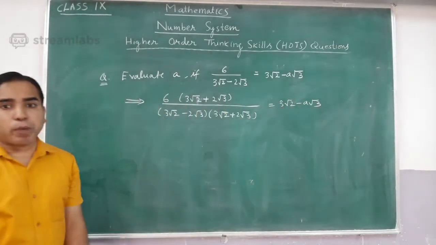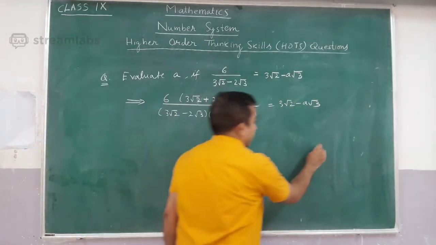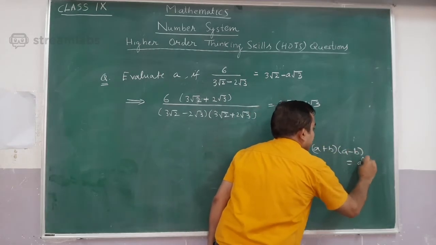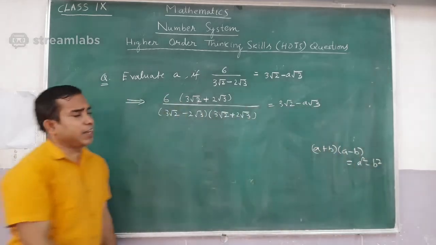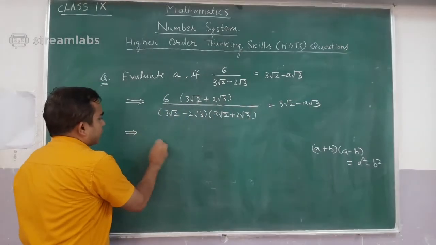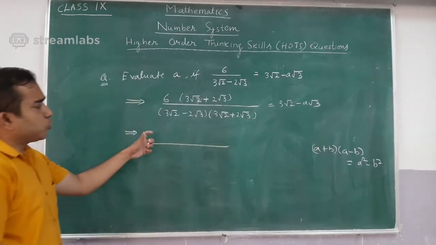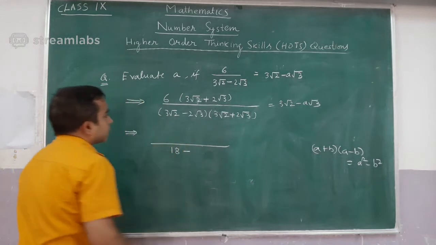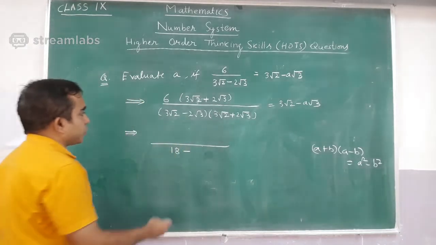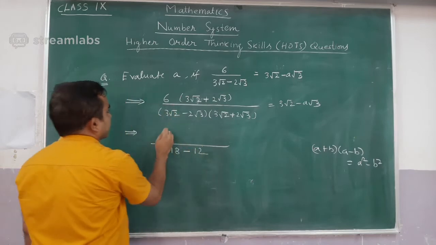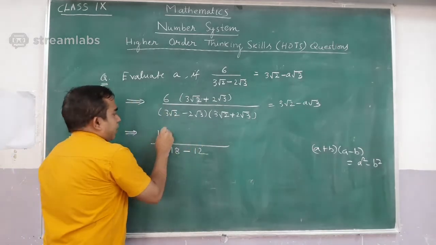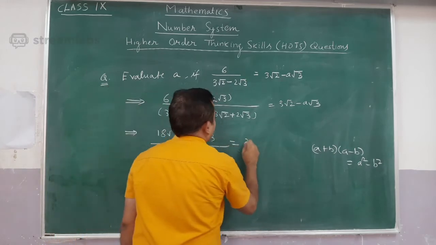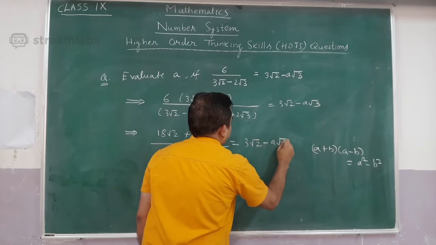Next I am going to apply my square difference theorem. You know, the square difference theorem says that wherever a plus b, a minus b is written, just blindly write a square minus b square. So the denominator, how much will it become? 3 root 2 whole square, 3 squared is 9, into 2, 18, minus 2 root 3 whole square, 4 times 3, 12. And the numerator, I am going to multiply fully: 18 root 2 plus 12 root 3, and this will be equal to 3 root 2 minus a root 3.